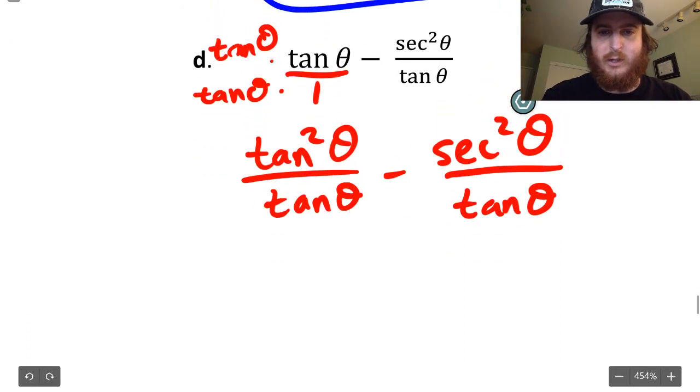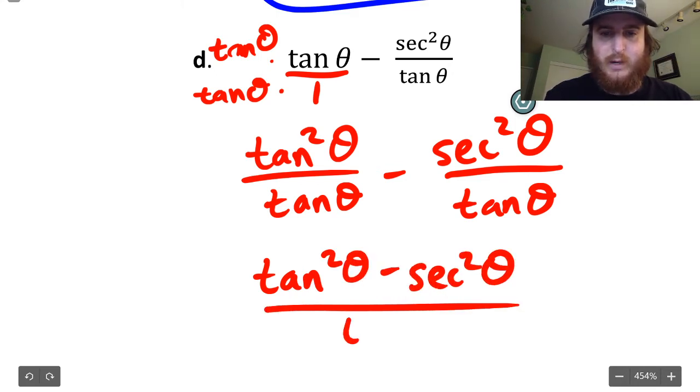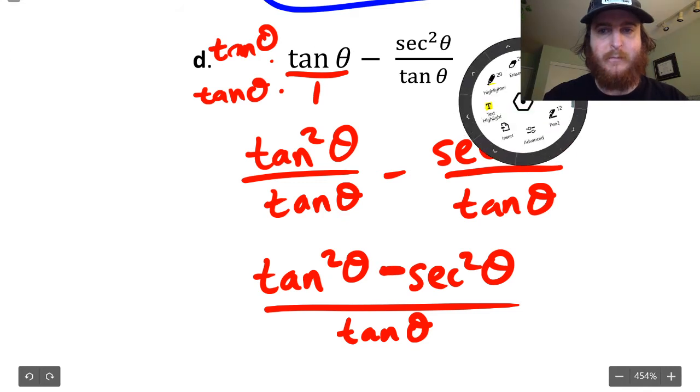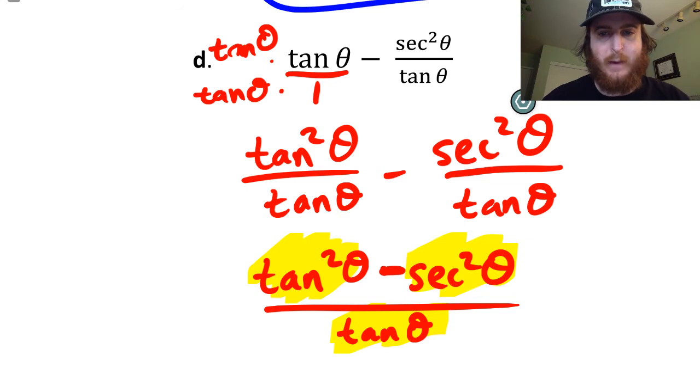So first, I'm going to just combine it into one fraction. So tangent squared theta minus secant squared theta all over tangent theta. Again, the tangents do not cancel. Please don't cancel them, and that's because this minus, that's the same as the plus, right? So I would need to have a tangent everywhere. This is kind of like first term, second term, third term. It's not everywhere, so I can't simplify it, okay?